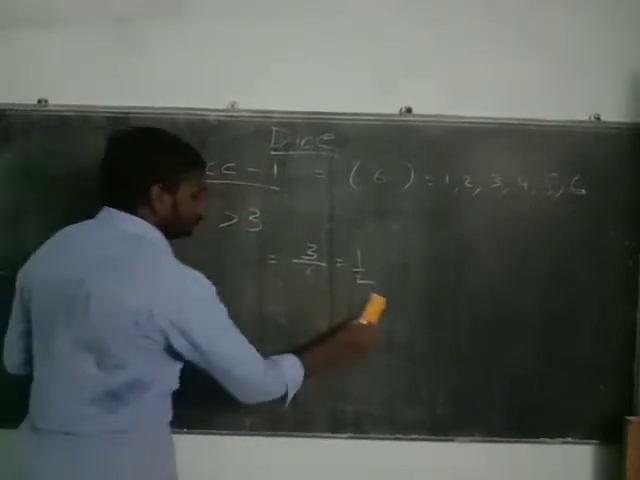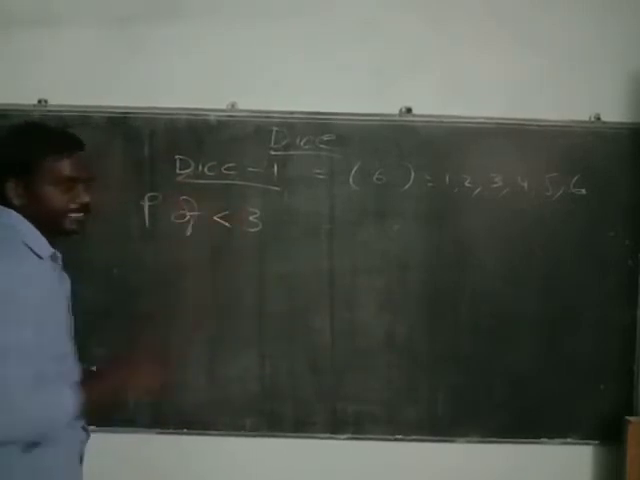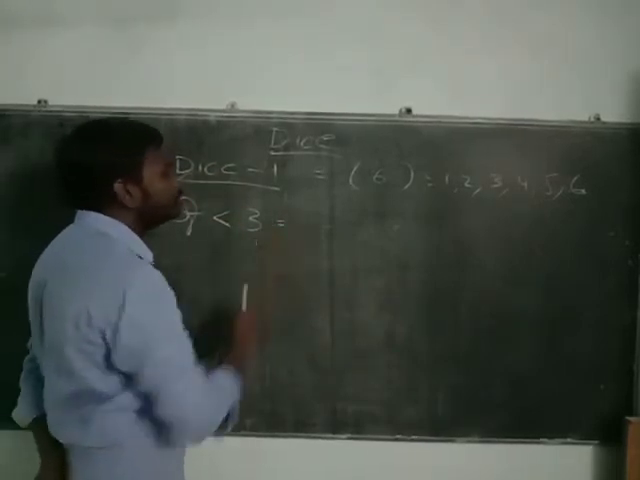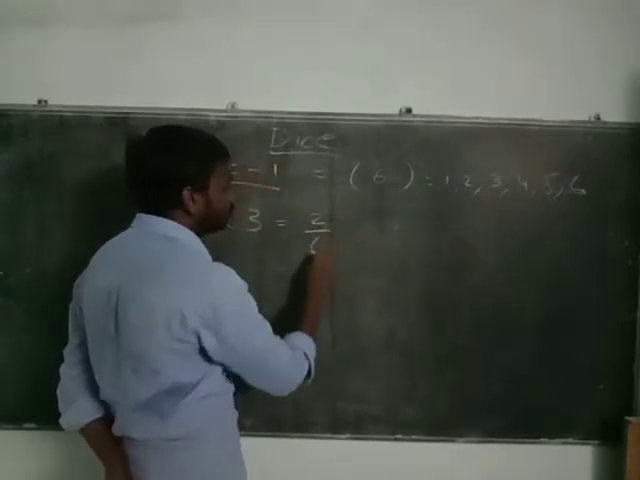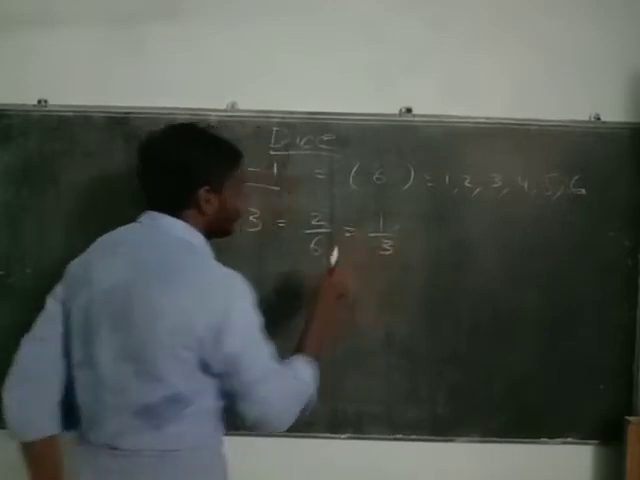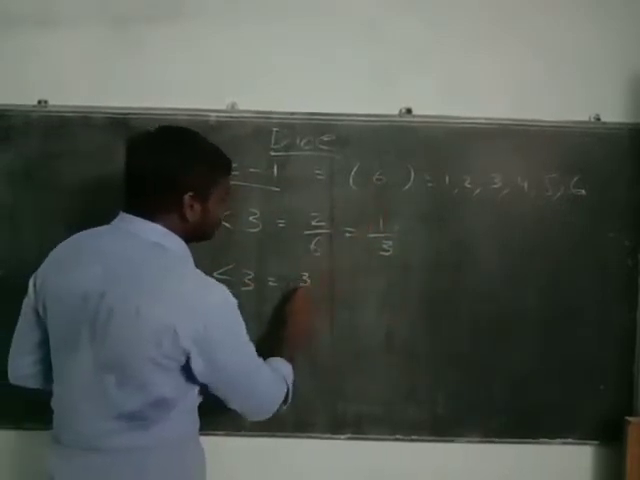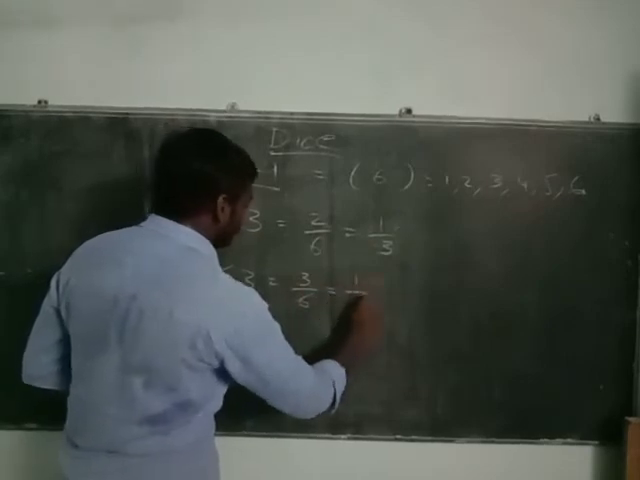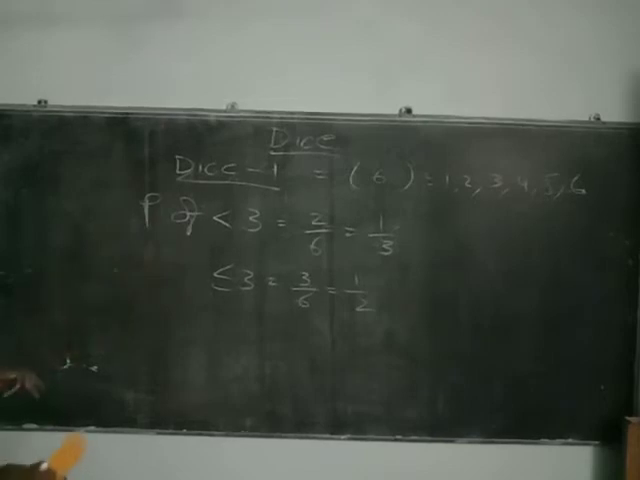Or if the question is asked to find the probability which is less than 3. If it is less than 3, we get 1 and 2. We have only 2 options, 2 out of 6, that is equal to 1 by 3. If it is asked less than or equal to 3, I will get 3 options, 3 by 6, that is nothing but 1 by 2. So probability of finding either greater or lesser.